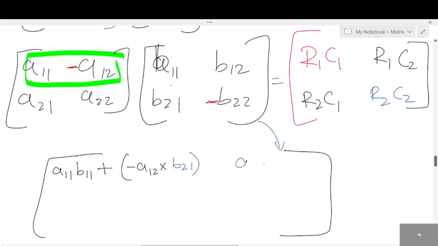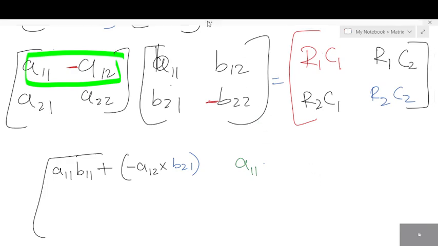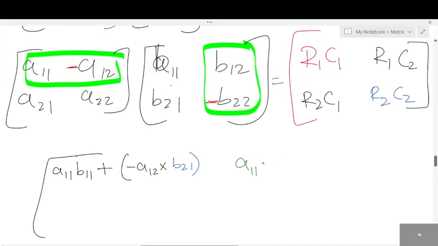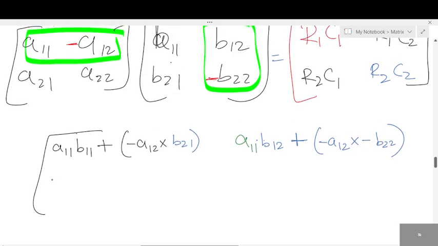Yeah, tell me A11 into which one? Which is the first element in second column? Yeah, B12. Multiplication plus. This is always plus into minus, A12 into minus B22. Fine. The second one we'll do it later. Okay, if not, I'll complete. Tell me the next one. Be quick.